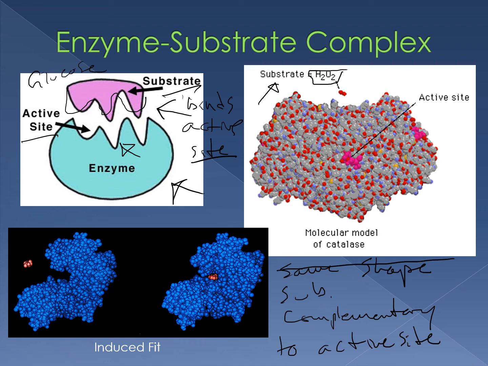Your hand is not hollow. The glove is hollow. The interior of the glove fits the exterior of your hand. Okay. So what happens is the substrate binds the active site, and then the enzyme goes yum yum yum yum yum, crunch, bites the substrate, and then products are formed magically. Great.